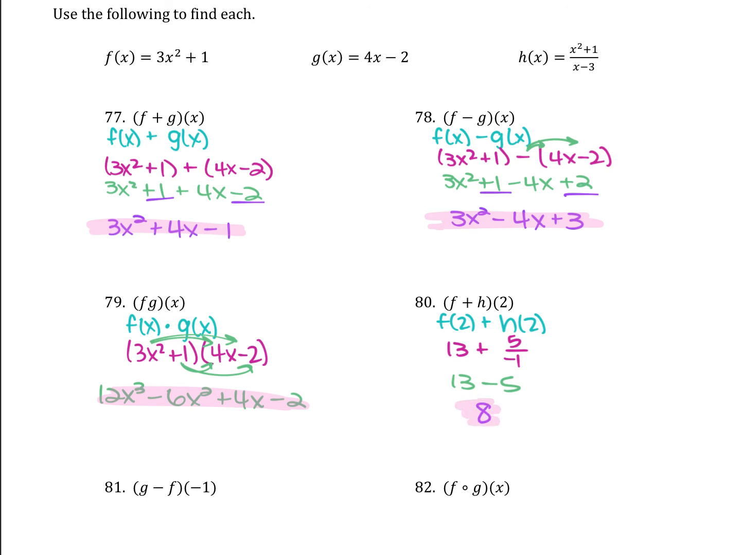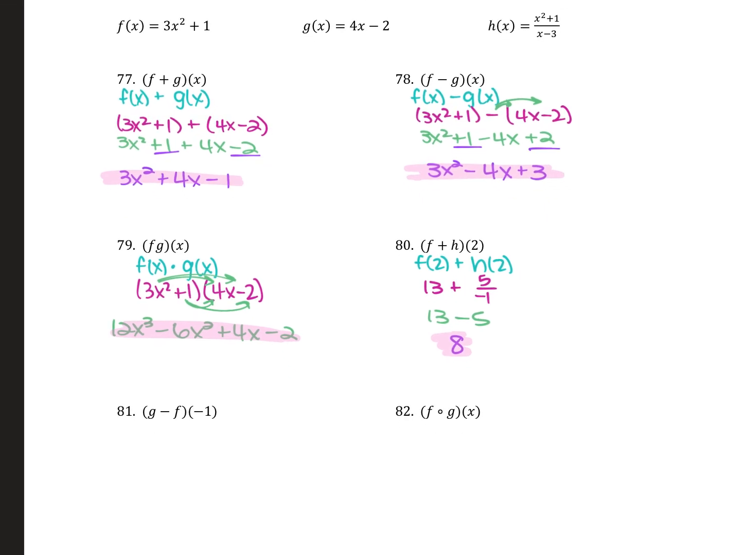For 81, you have g minus f of negative 1. So this is g of negative 1 minus f of negative 1. G of negative 1, you're going to have 4 times negative 1, which is negative 4 minus 2. That's negative 6. Minus f of negative 1. Negative 1 squared is 1 times 3 is 3 plus 1 is 4. So negative 6 minus 4 is negative 10.